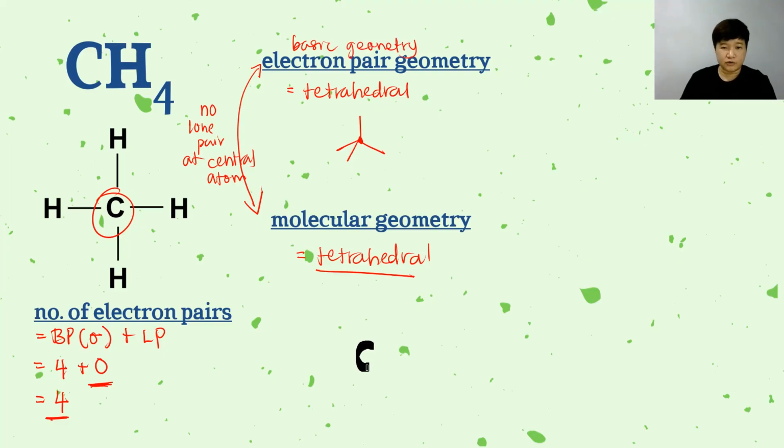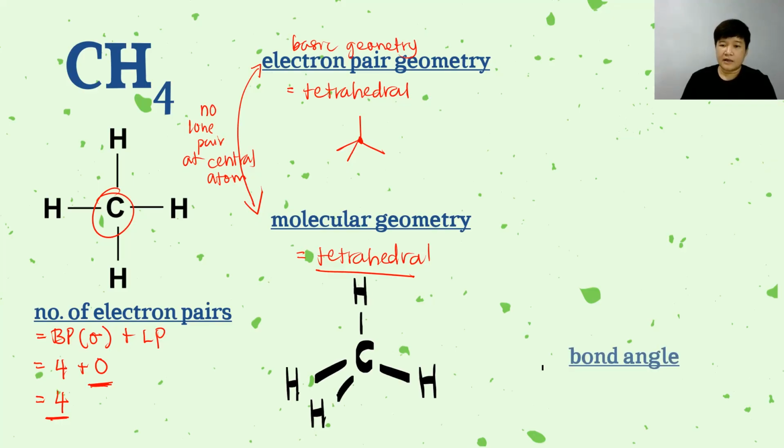And your correct Lewis structure should look something like this, in the shape of tetrahedral. And the bond angle of this tetrahedral with no lone pair will remain 109.5 degree. Agree? Okay. What happens if you have a lone pair?